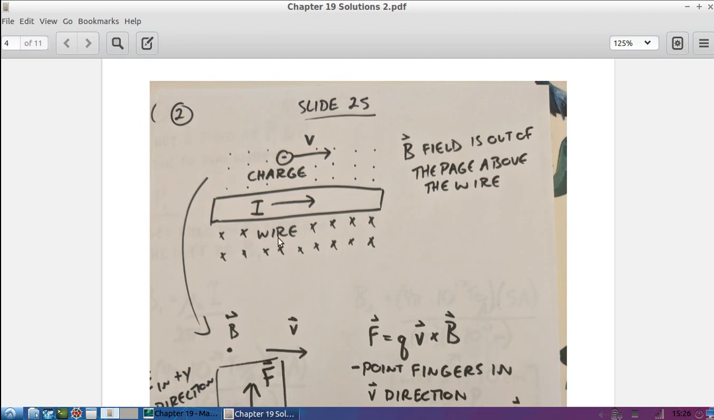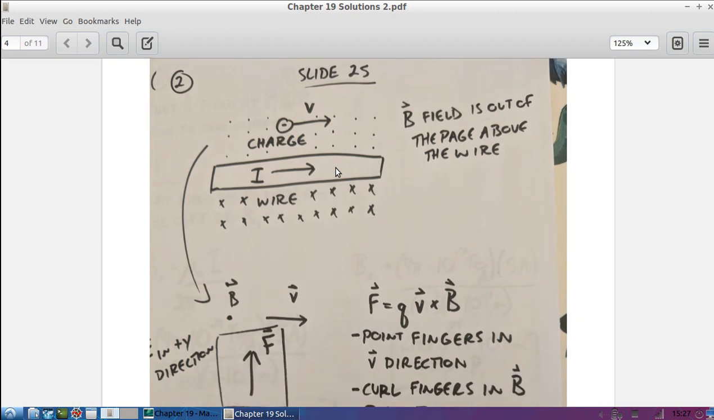My fingers are going into the page below the wire. And then as I grab the wire, my fingers are pointing back towards me above the wire. You can kind of picture as you're grabbing the wire, you grab it from underneath, your fingers go into the page below the wire, and then they curl up behind it and then around it, and your fingers are pointing towards you when you grab the wire. So that's the direction of the magnetic field above the wire. It's out of the page. Okay, so it's towards us.